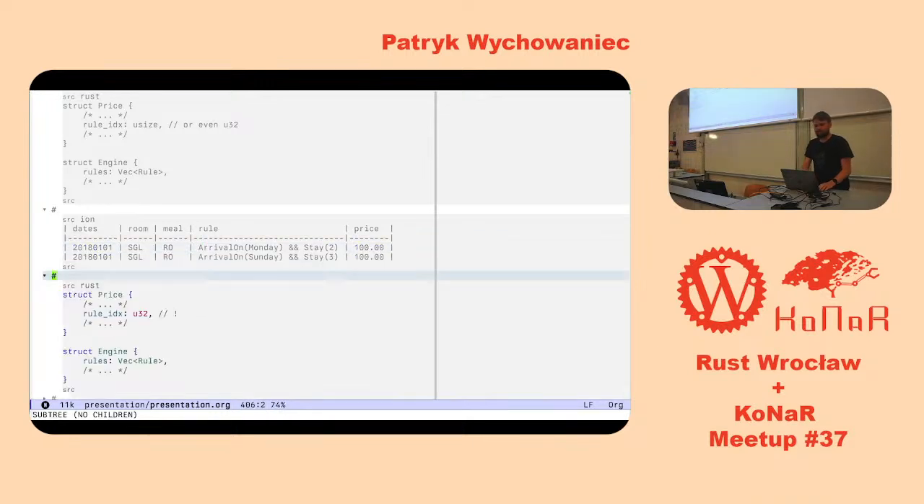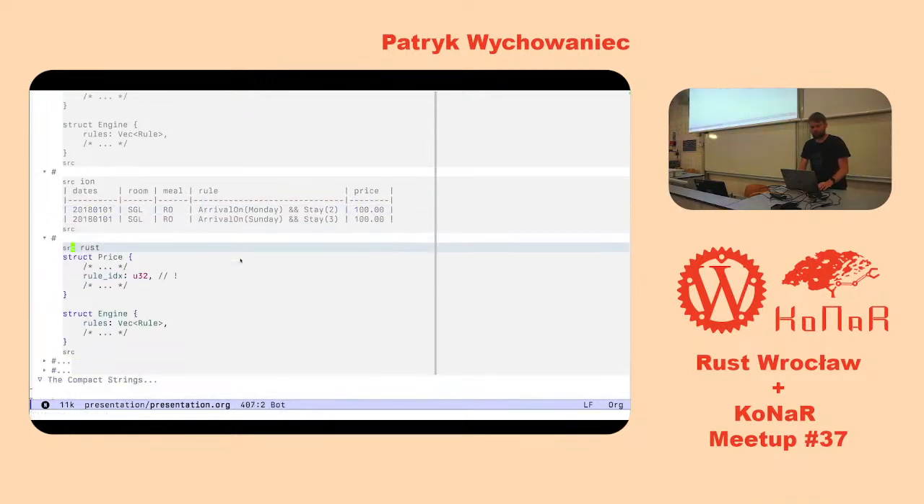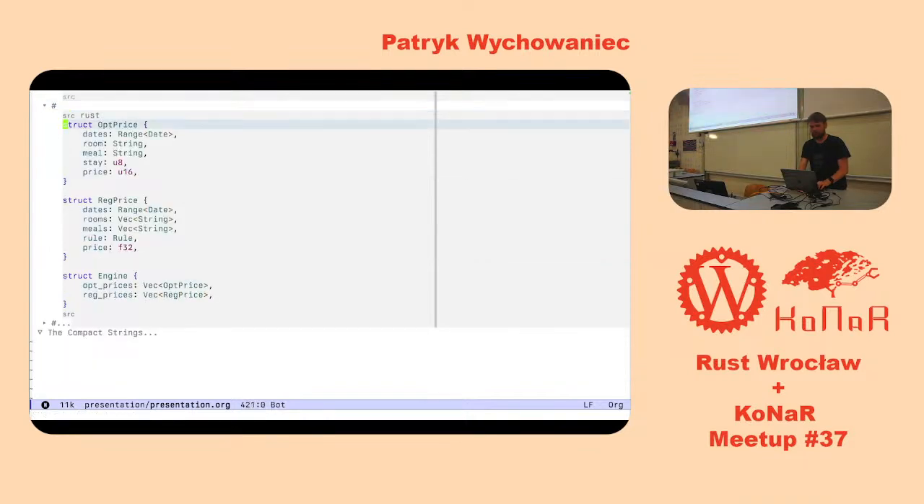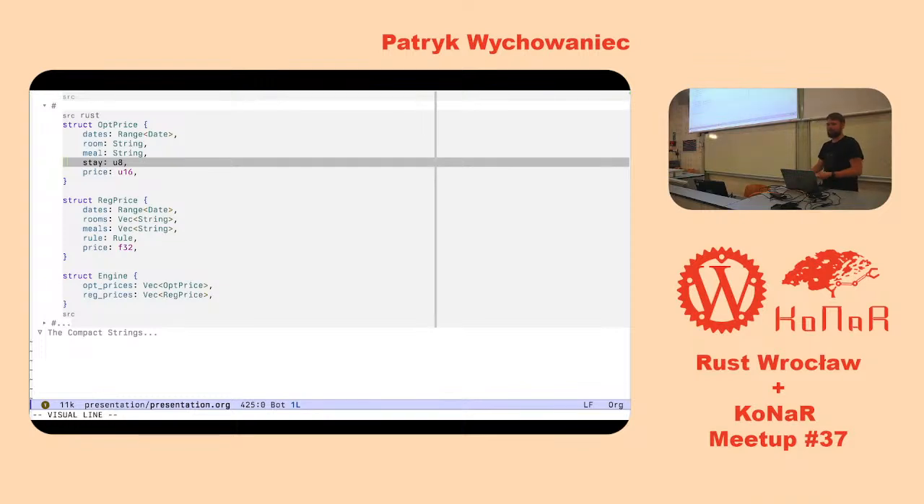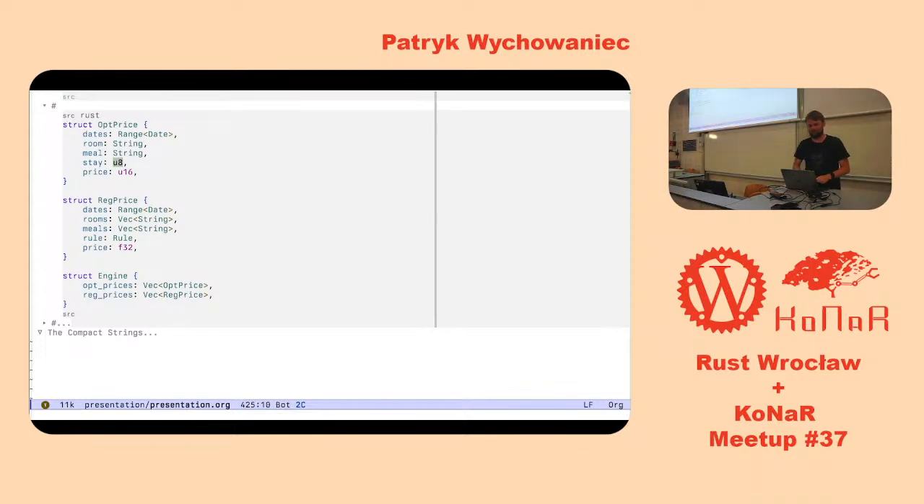So what we can do is create one type of price that's optimized, where we assume that the rule we had was a stay, and just unparse it. We also can notice that stays usually don't span more than a couple of days, so 255 days should be enough for everybody to stay in a hotel.